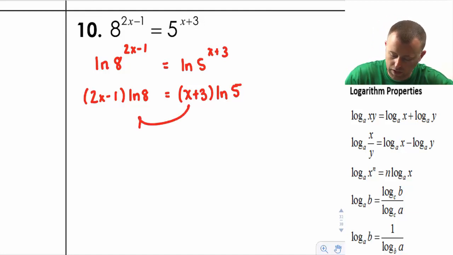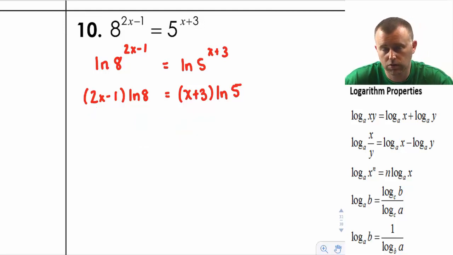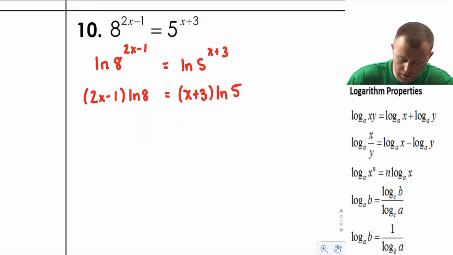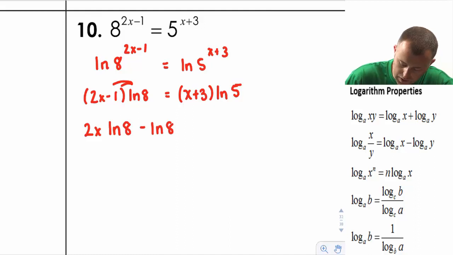I can't just subtract x right now because it's being multiplied by a natural log. Same thing with this 2x if I want to move it to the right-hand side. So we're going to need to multiply out those natural logs. We're going to need to distribute, get rid of the parentheses. So I'm going to go ahead and do that first, and you'll see what we're doing with this once we get it all multiplied out. But we're going to multiply out that natural log of 8 on the left-hand side. On the right-hand side, we get x natural log of 5 plus 3 natural log of 5.